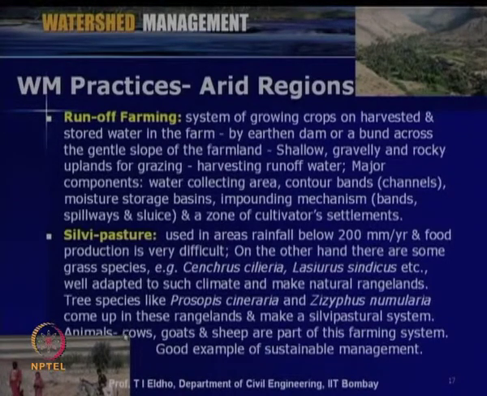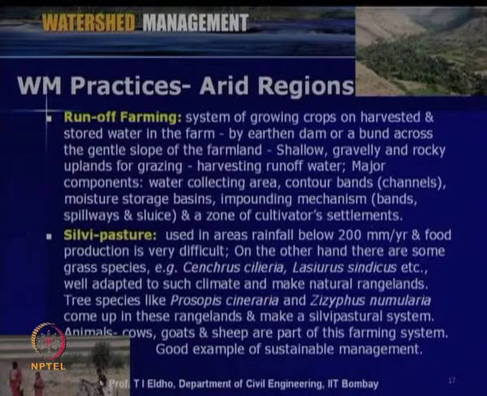And then animals like cows, goats and sheep are part of this farming system. These animals can graze in this region, and the animal products like milk, eggs, meat, etc. can be used by the local people. So that will be their major income. Here we can see that this is a good example of sustainable management.